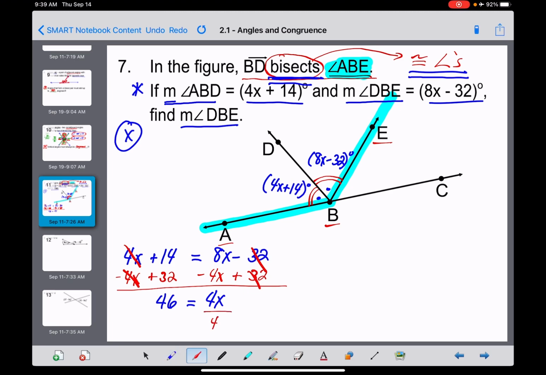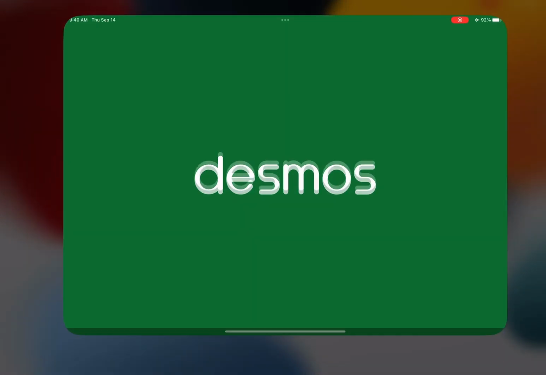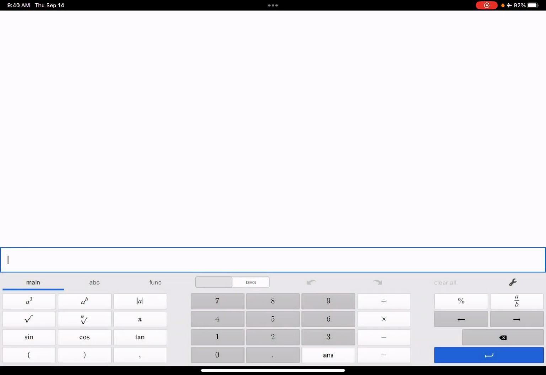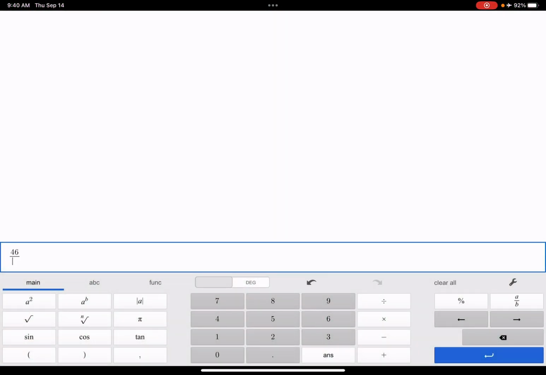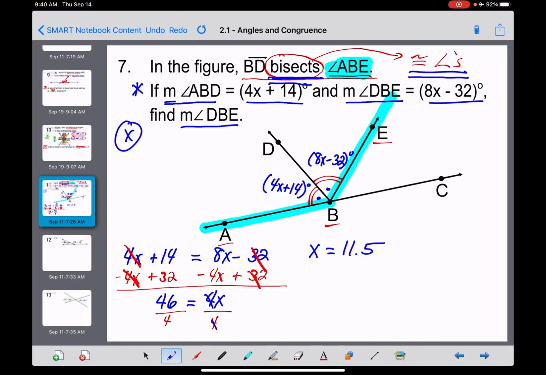And now we'll divide both sides by 4, and something kind of interesting is going to happen. When you take 46 divided by 4 in your calculator, we're going to end up, and this doesn't happen too often in the problems that I give you, with a decimal. We're going to end up with x equal to, I'm pretty sure, 11.5. I suppose I could double check that by typing in 46 divided by 4 on a scientific calculator. And yeah, you can see on the right there, guys, that gives us 11.5. So that's what we came up with for x.